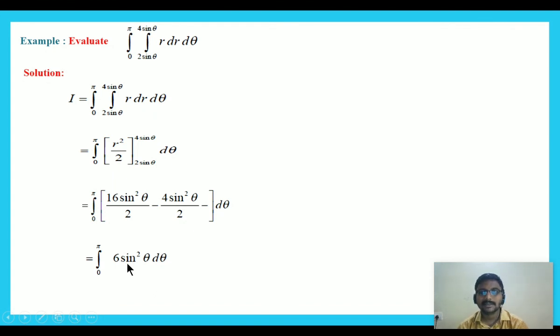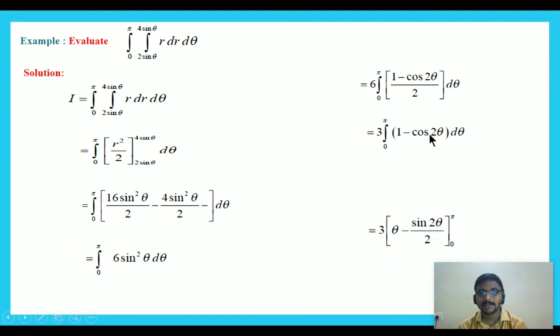So here 6 is constant, just take it out. Integration is applied to sin square theta. But sin square theta can be written as 1 minus cos 2 theta by 2. 1 by 2 is constant, just take it out, and 6 by 2 is 3. Integration is for 1 minus cos 2 theta. So 3 is constant, 1 integration is theta, cos 2 theta integration is sin 2 theta by 2.